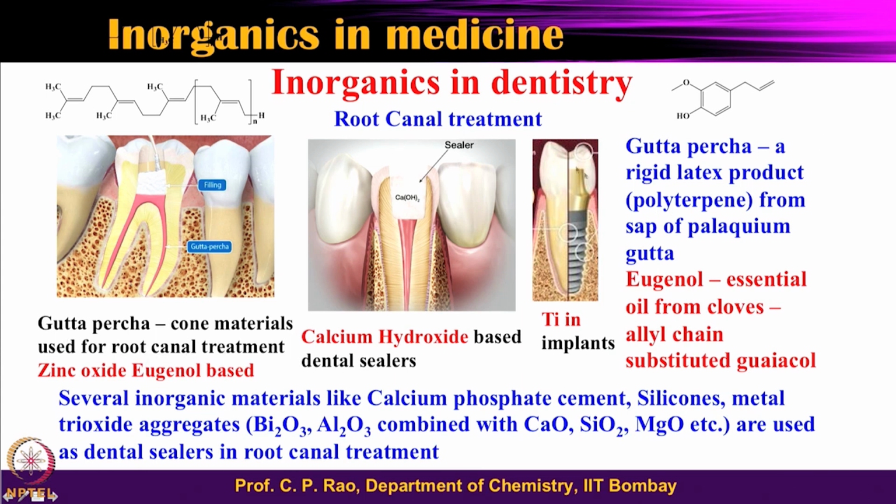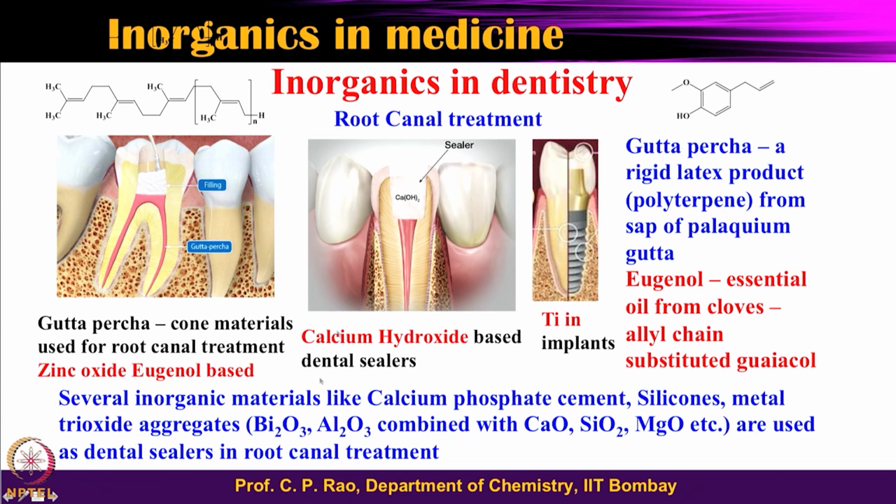What is gutta percha? Gutta percha is a rigid latex product, basically a polyterpene material which is obtained from the sap of Palaquium gutta, and the structure can be seen over here on the top in the slide. As you can see, this whole thing is nothing but a terpene material. You also have other kinds of molecules that you are using.